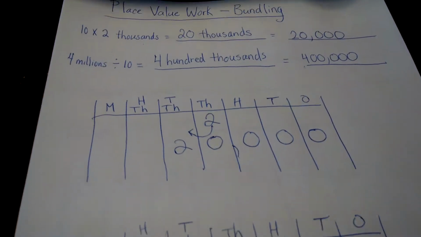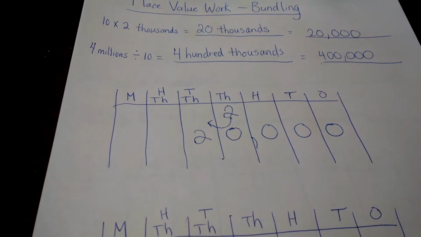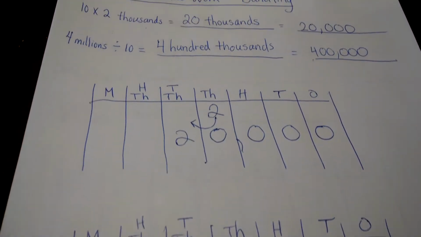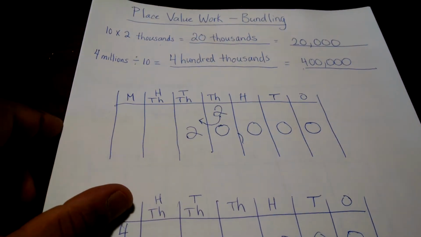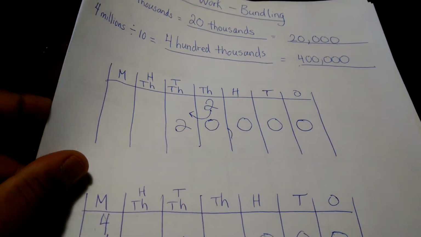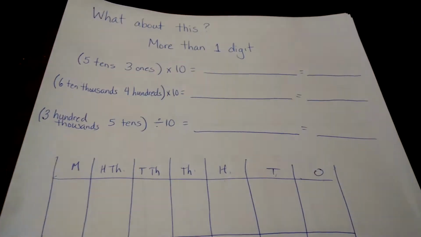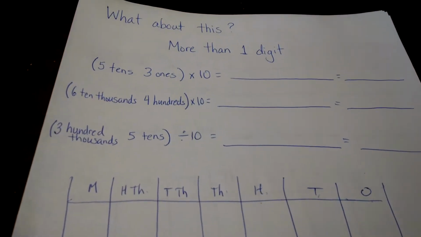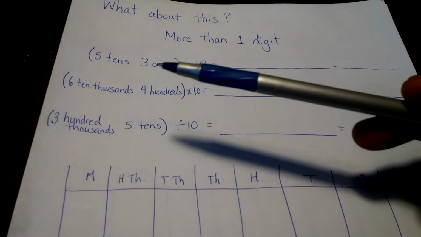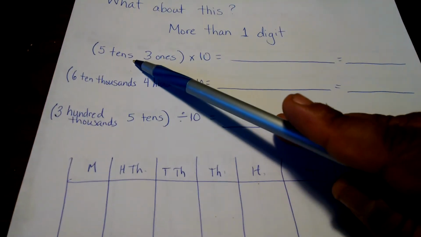So that's bundling, working with our place value. And like I said, use the charts. The charts are very helpful. Okay, so that's pretty simple. What if there's more than one digit? We did some of that work today in class, so let's review. If there's more than one digit, let's start with the first one.